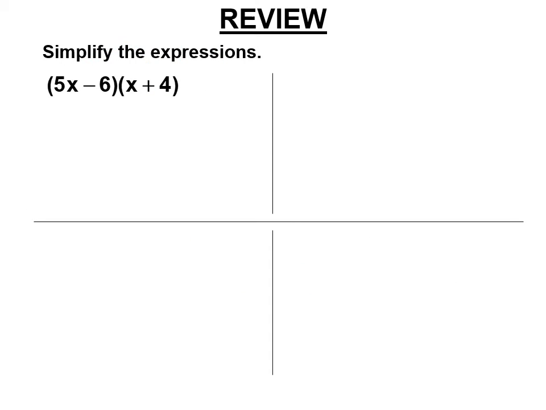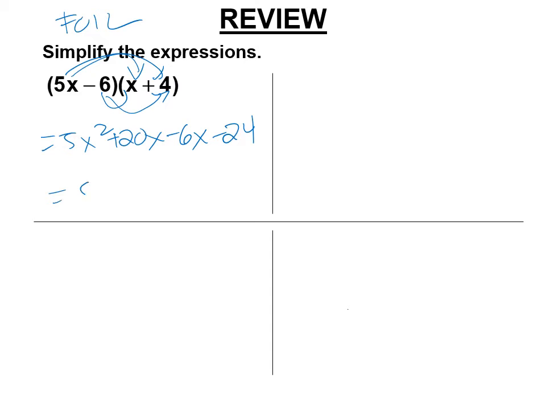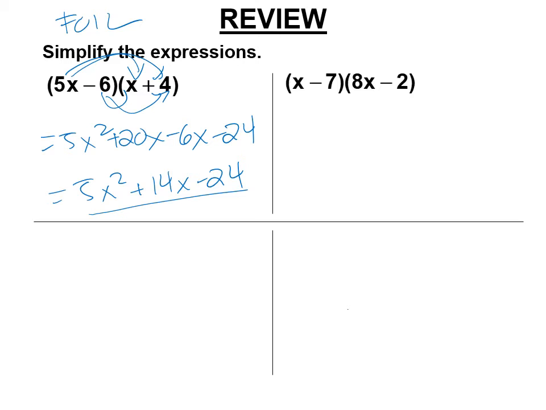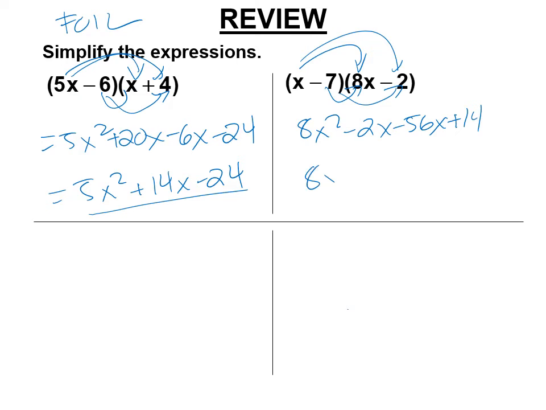All right, then we learned the FOIL method. First, outer, inner, last. 5x times x, 5x squared. Outer, plus 20x. Inner, negative 6x. Last, negative 24. You cannot leave it that way, just like you always simplify a fraction. You always combine your like terms, 20x minus 6x, 14x. And notice that most of the time you get a trinomial answer. So we get x times 8x, 8x squared. Outer, negative 2x. Inner, negative 56x. Last, plus 14. 8x squared minus 58x plus 14.